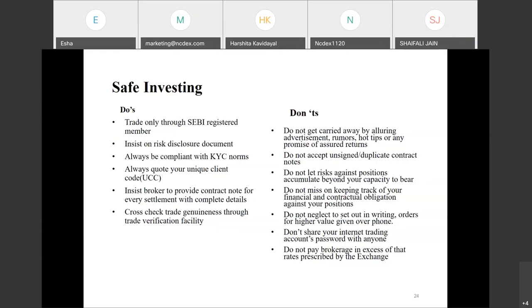After this disclosure, you have to comply with your KYC norms, and you will get the unique client code. This unique client code is also important, because otherwise you won't enter the trading platform. You can't trade. And this UCC is very important because it links to your PAN card. With the PAN card, you will come to know from whom you have acquired the position, to whom you are trading. There are a number of members you can open an account with, so it is essential to understand from which member you acquire how much position. And always insist on a contract note, then you have a cross-check facility also.